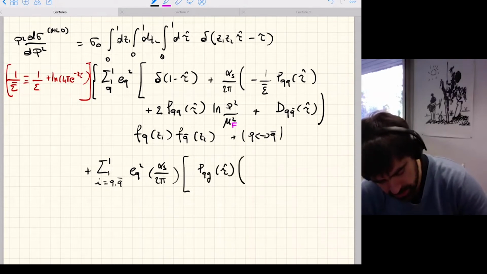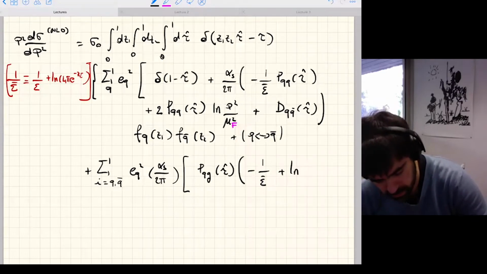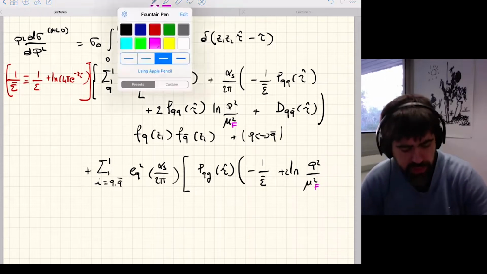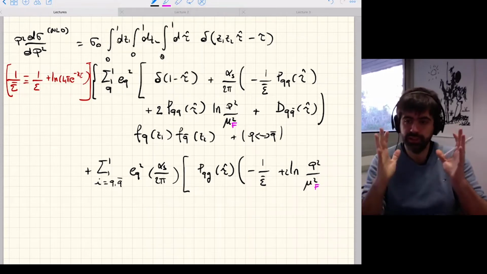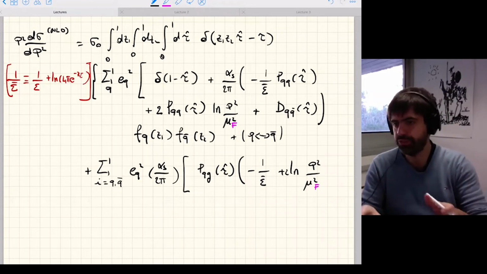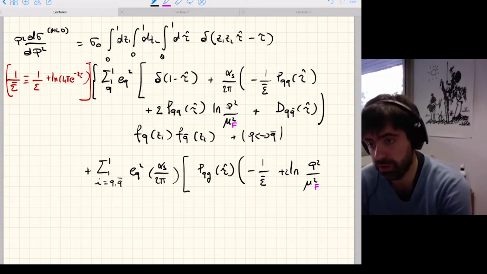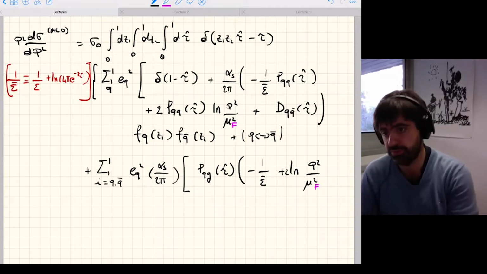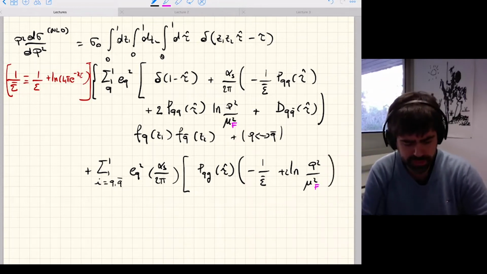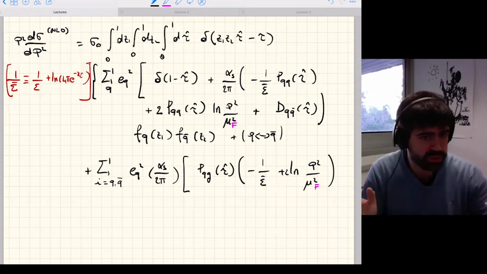And we learn that if there's a pole, then there's also a corresponding log. And that's something that will come back over and over again. The singularity, there's an infrared singularity, which appears as a 1/epsilon pole. And together with the singularity, there's also a log of the ratio of relevant scales in the process. So I apologize, sometimes I write ln, sometimes I write log. I always mean the natural log.